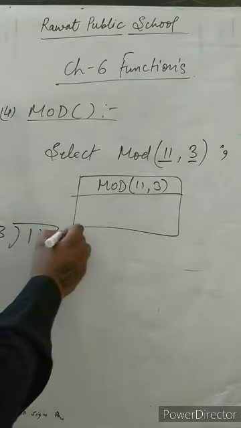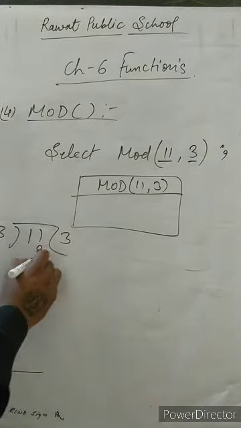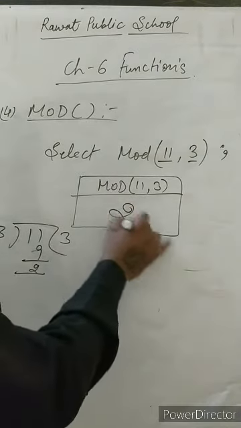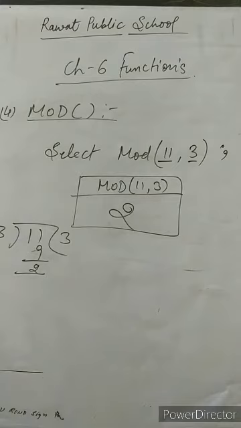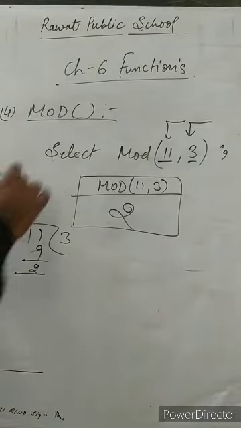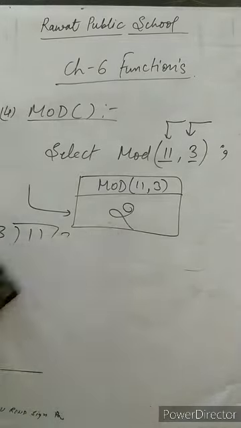It is dividing 11 by 3. So 3 times 3 is 9, and you are getting 2 as a remainder. So the remainder will be here. So students, मॉड फंक्शन आपका जो रिमाइंडर होता है उसको एज एन आउटपुट, एज एन रिजल्ट वो डिस्प्ले करता है। सो आपने देखा दोनों न्यूमेरिक वैल्यूज एज एन आर्ग्यूमेंट इसने ली और रिटर्न टाइप क्या दी, एक सिंगल न्यूमेरिक वैल्यू। That's why it is a numeric function category.